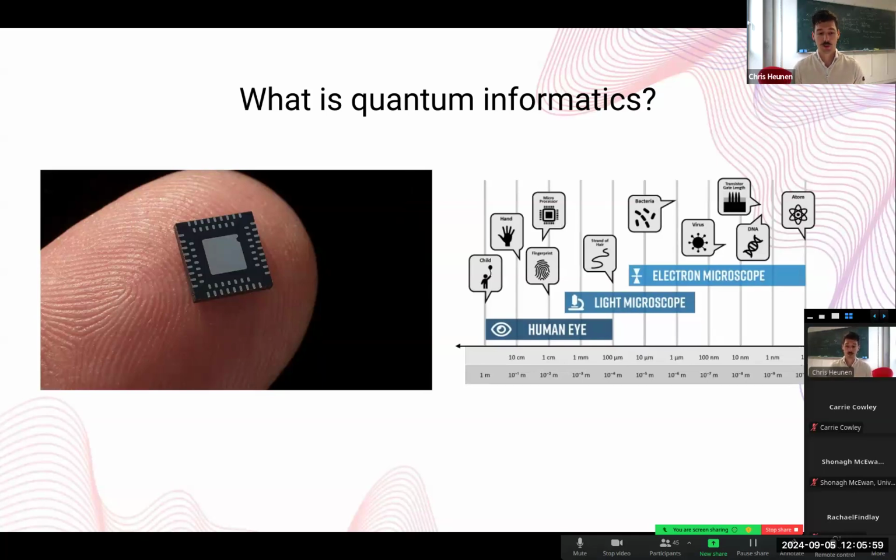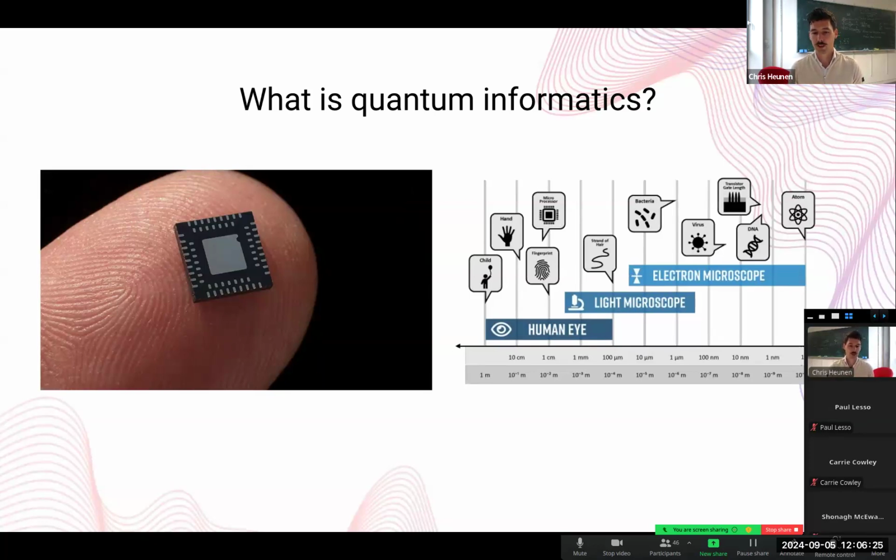Traditionally, in traditional computers, these are transistors. They carry bits, right? They're zeros or ones. And these bits, the transistors that carry them, have been getting smaller and smaller over time. The picture on the left is a 3 nanometer chip, which means the transistors in there are 3 nanometers small each. And on the graph on the right, you can tell that this is really, really, really small.